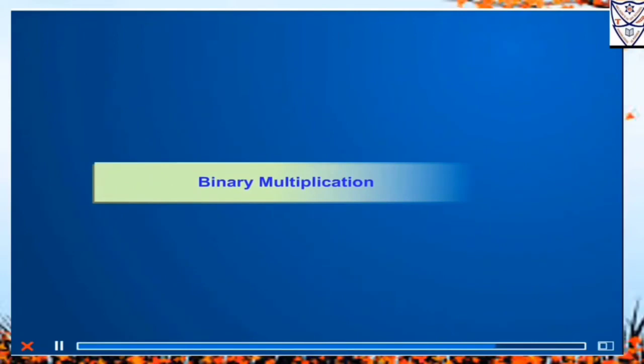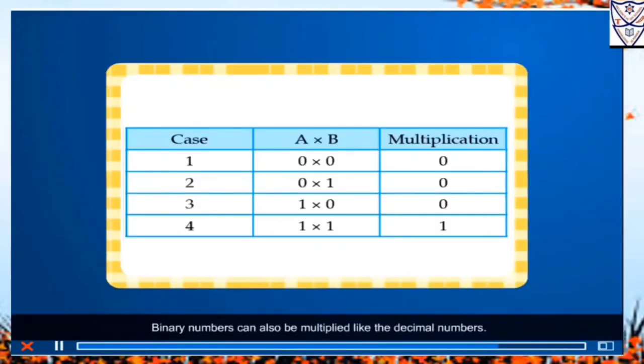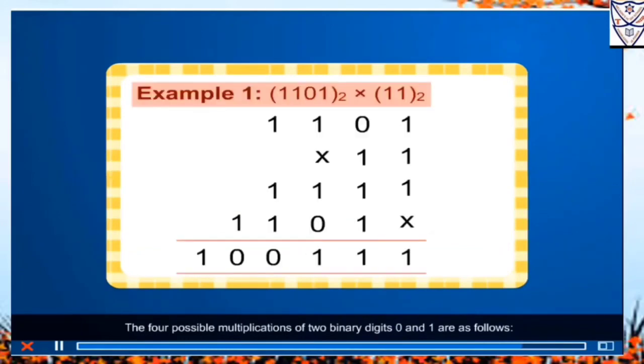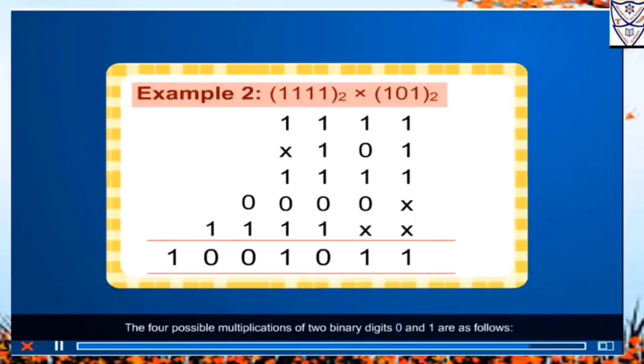Binary multiplication. Binary numbers can also be multiplied like the decimal numbers. The four possible multiplications of two binary digits 0 and 1 are as follows.